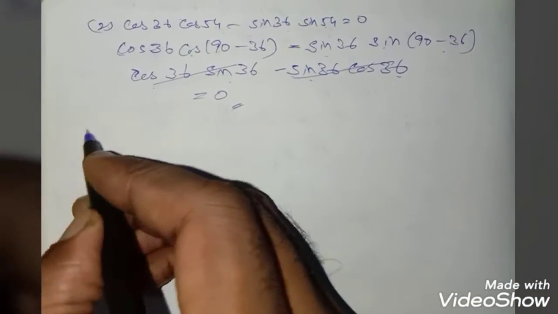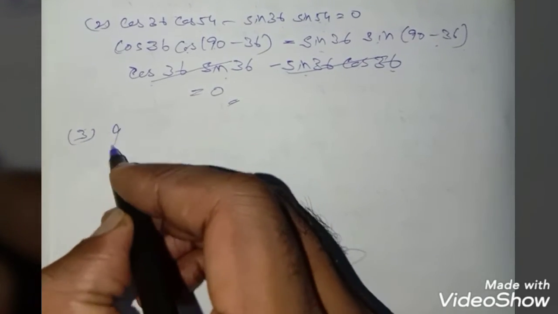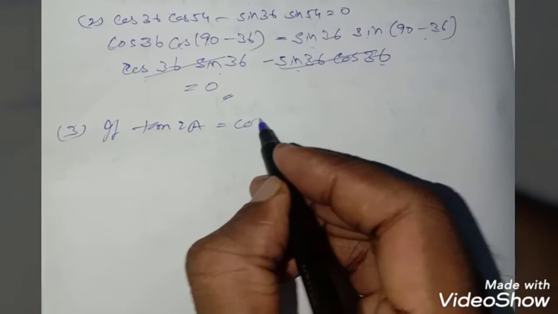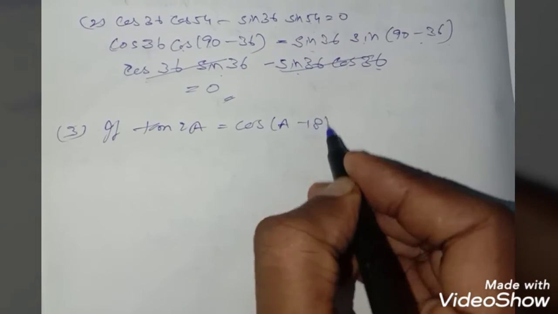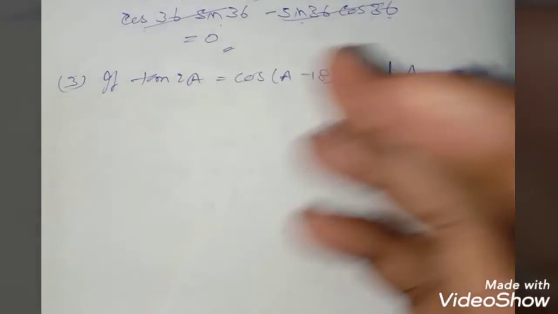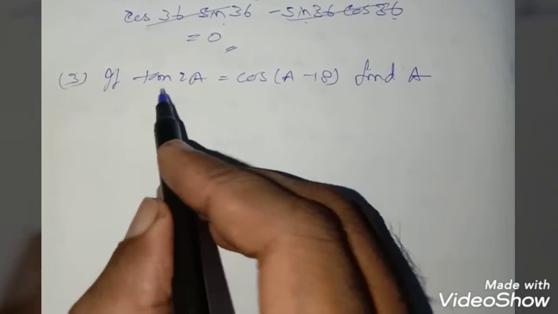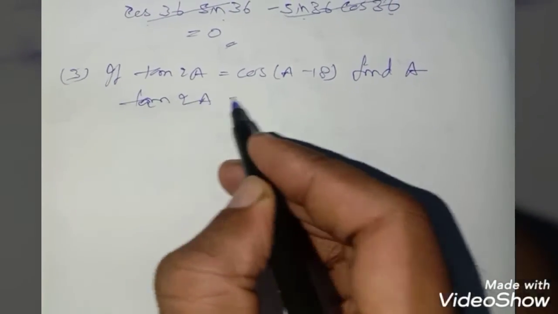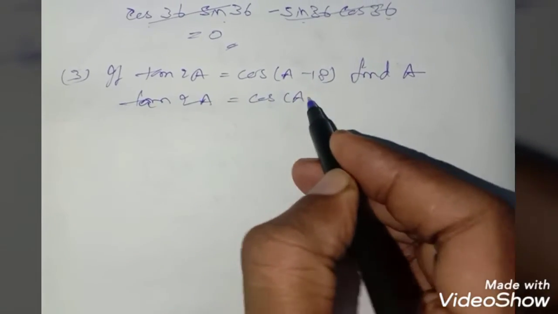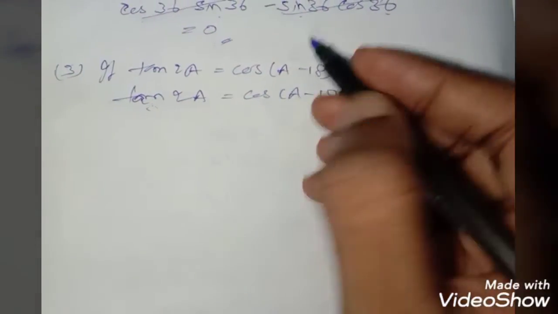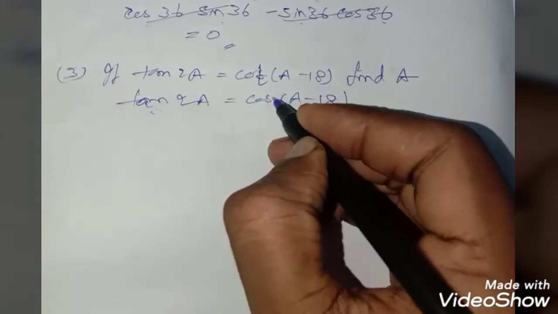Right? Now if I go for the third bit, that is, if tan 2a is equal to cot a minus 18, then find the value of a. This is the same as the example problem we have solved previously, right? So what is given here? Tan 2a is equal to cot a minus 18. So I can convert this tan in terms of cot.